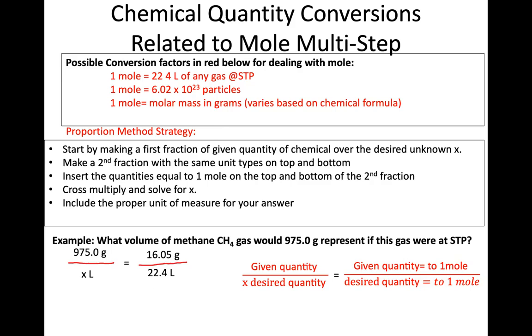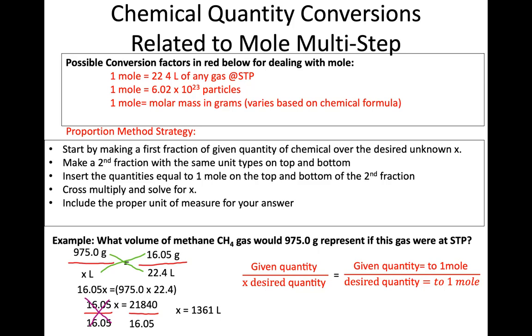The molar mass in grams, 16.05, and the number of liters equal to 1 mole for any gas when we talk about its volume. Again, we cross multiply: 16.05 times X equals 975 times 22.4. What that would allow us to do then is to set up an equation, divide each side by 16.05, and we end up with X equals 1,361 liters. Given over desired, when we use this strategy, it always organizes us. An organized strategy is the best approach for a mole quantity conversion.